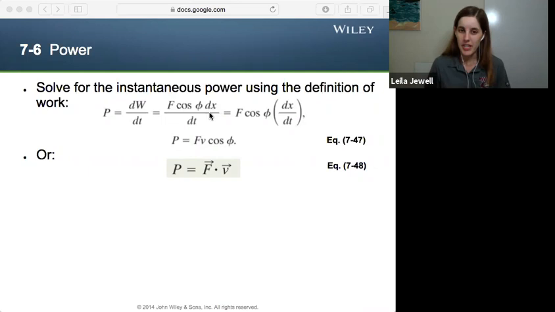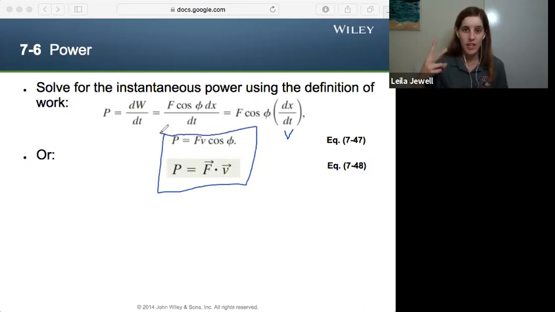Then notice we have a dx in the numerator and a dt in the denominator. If we regroup them, we have dx/dt. We've heard of dx/dt before, right? This is just our velocity. So we have force times velocity times cosine of phi, the angle between the force and the velocity, which just matches our dot product. So this gives us another way that we can calculate the power. If we know the force and the velocity, we can get the power as well.